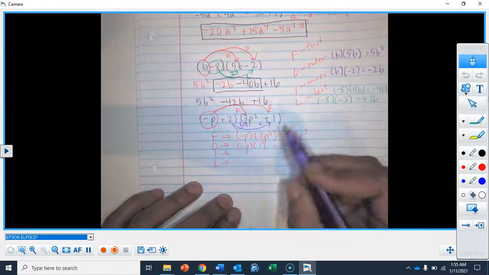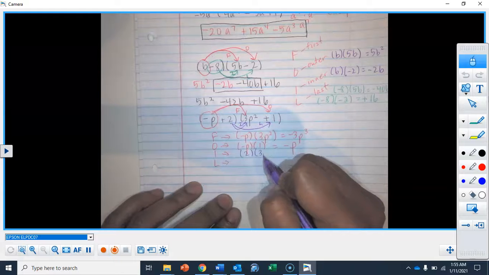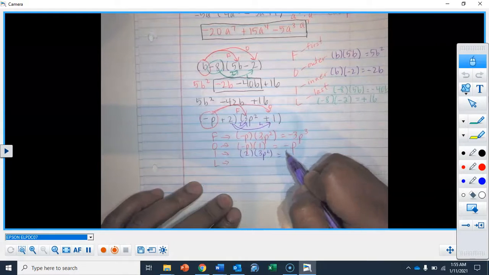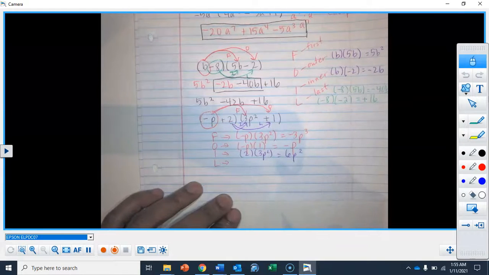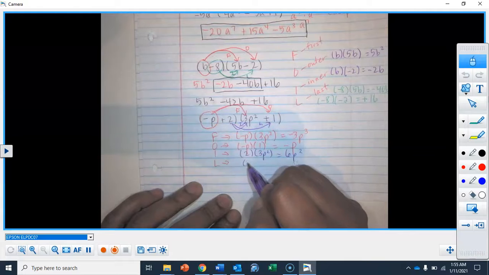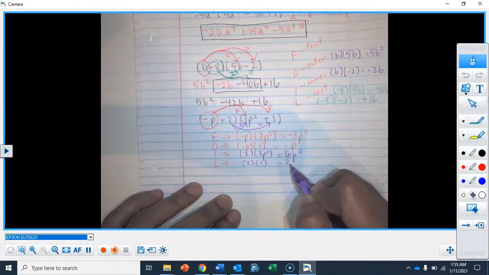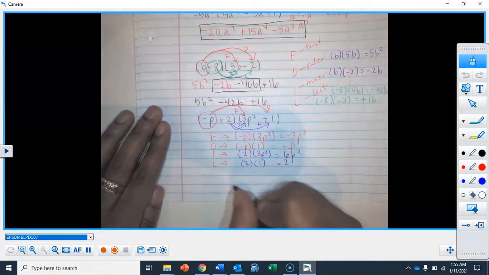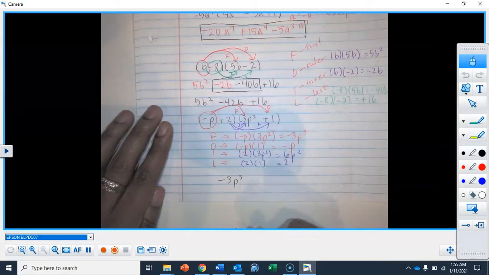Okay, so this becomes 2 times 3P squared, which is 6P squared. And then I'm doing 2 times 1, which is 2. So the final answer to this is -3P cubed. And again, I'm putting it in order by powers.